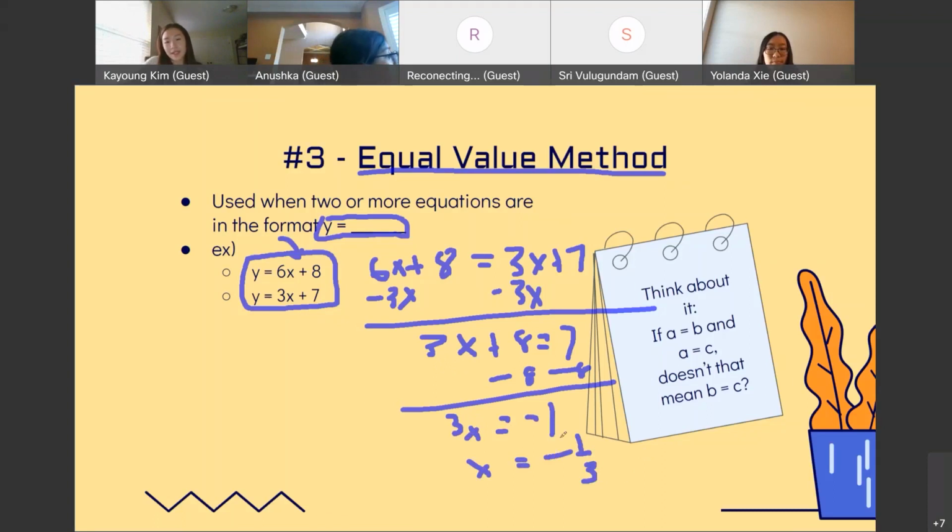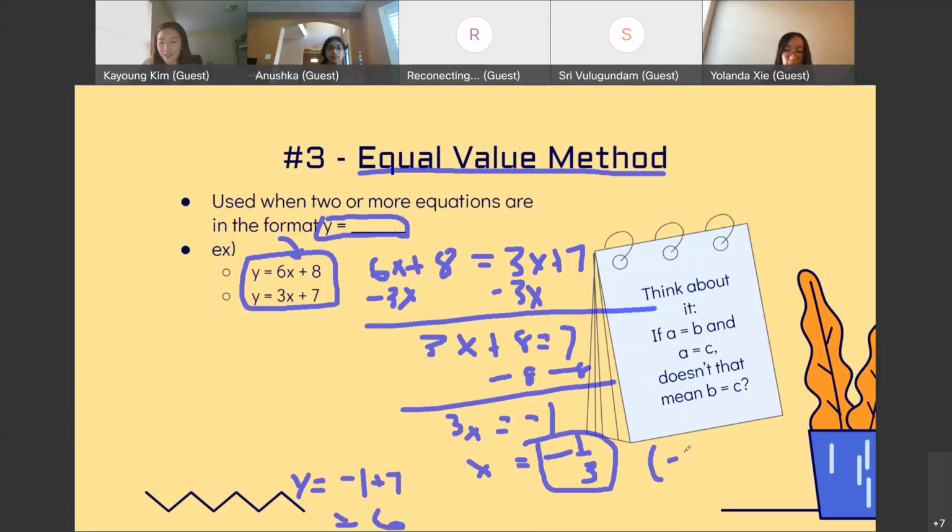Now I just plug it back in to find y. So I guess we'll plug it into the second one. y equals 8. Does it equal 8? Because 3 times negative 1/3 would be negative 1. So plus negative 1 would be 6. Yep, you're right. It is 6. So my answer would be negative 1/3, comma 6.